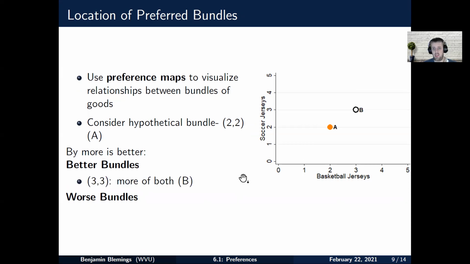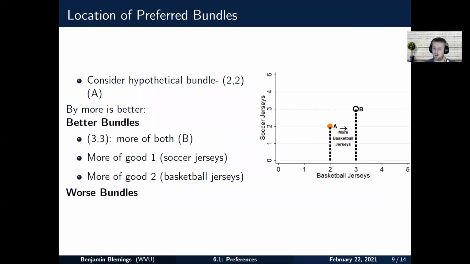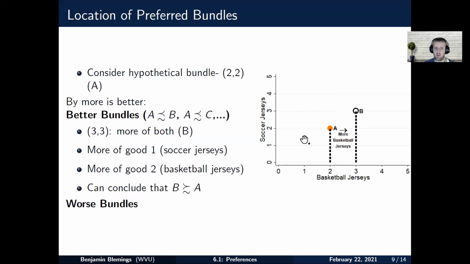Let's start with point B. Well, first consider, they have 2 soccer jerseys and 2 basketball jerseys. And that's point A, and that's our reference point. Now, let's look at point B here, which is they have 3 soccer jerseys and 3 basketball jerseys. And so we know that they have more soccer jerseys than point A and more basketball jerseys than point A. And so by more being better, we know that B is preferred to A.